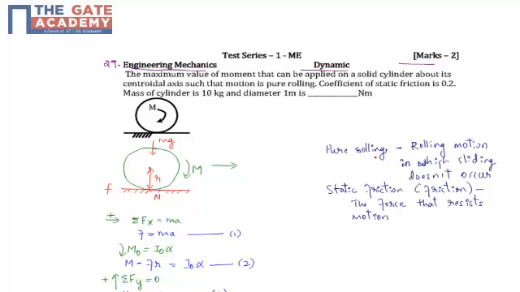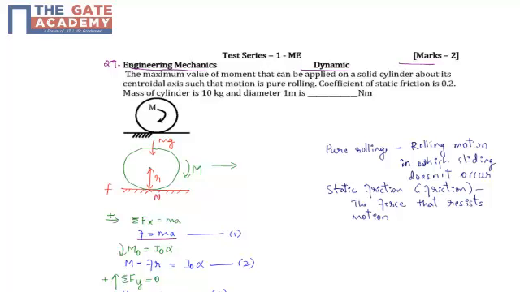Now, pure rolling is the rolling motion in which sliding doesn't occur. Only pure rolling motion occurs. We will consider the forces on the cylinder. Equating the horizontal forces to mass into acceleration, the horizontal force is the friction force F. So F is equal to ma. We will call this equation 1.